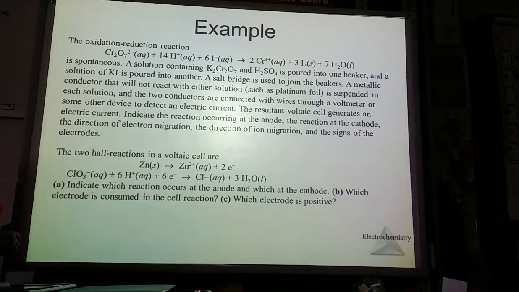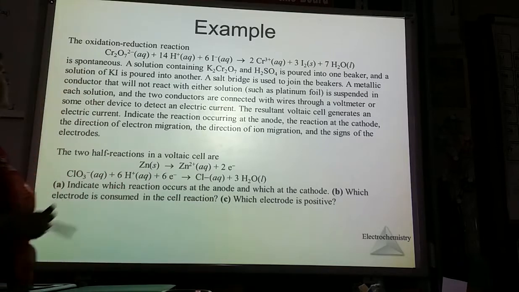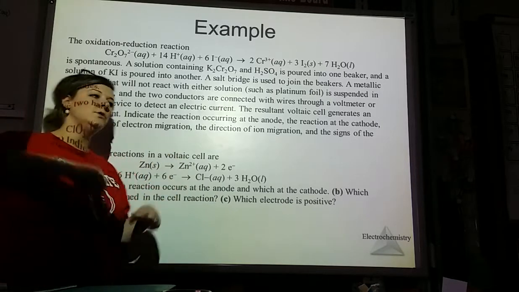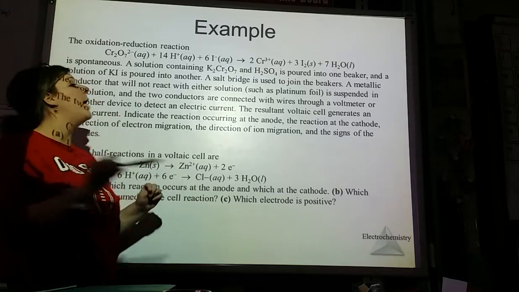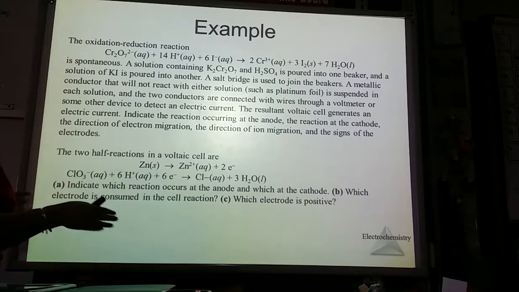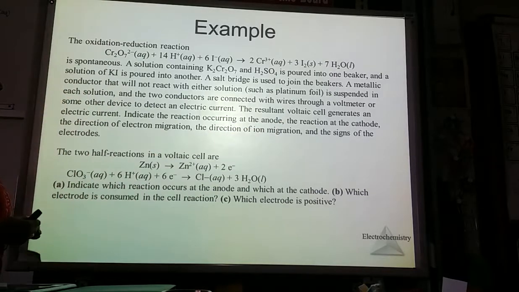A metallic conductor that will not react with either solution, like platinum foil, is suspended in each solution, and those two conductors are then connected to wires, which are connected to a voltmeter, so I have my external pathway that can show any production of electricity. The resultant voltaic cell generates an electric current, so we know that this reaction is happening.